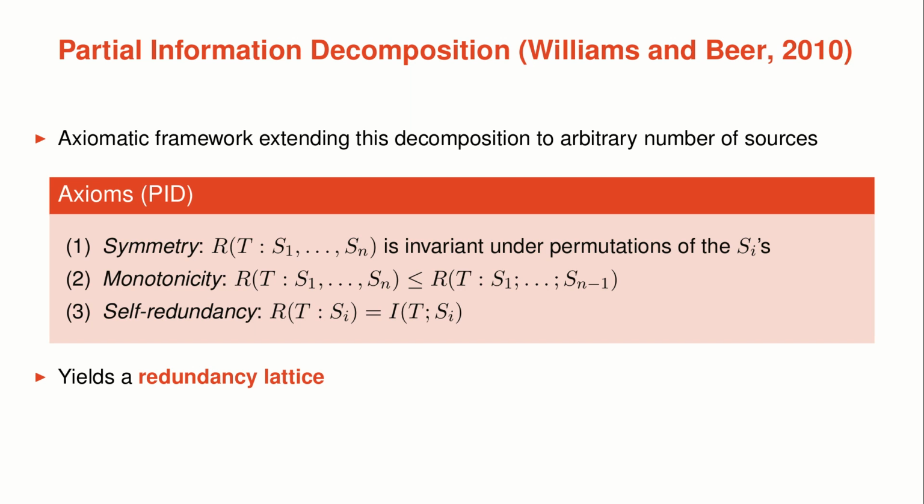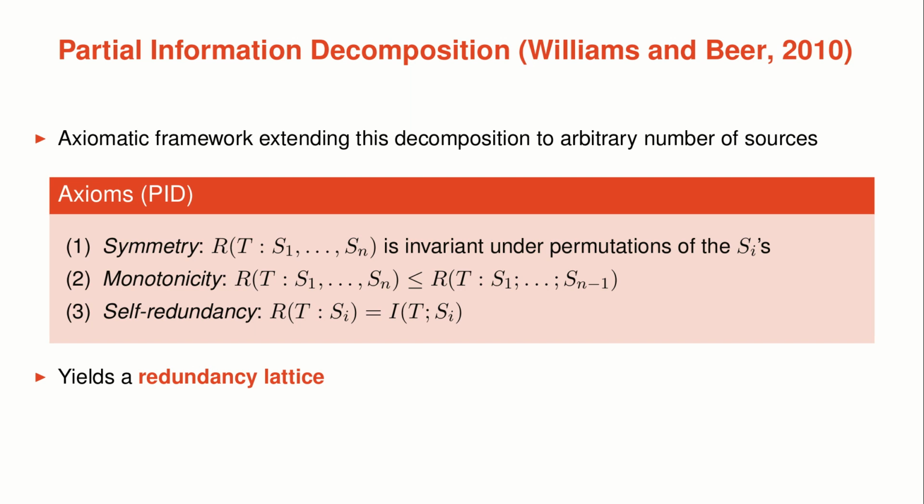Paul Williams and Randy Beer really laid the groundwork in this area by providing an axiomatic framework called partial information decomposition, where we can try and decompose these components over an arbitrary number of sources. They laid out three basic axioms for what the redundancy should look like, and if we can solve for redundancy, we can solve for all of the other components.